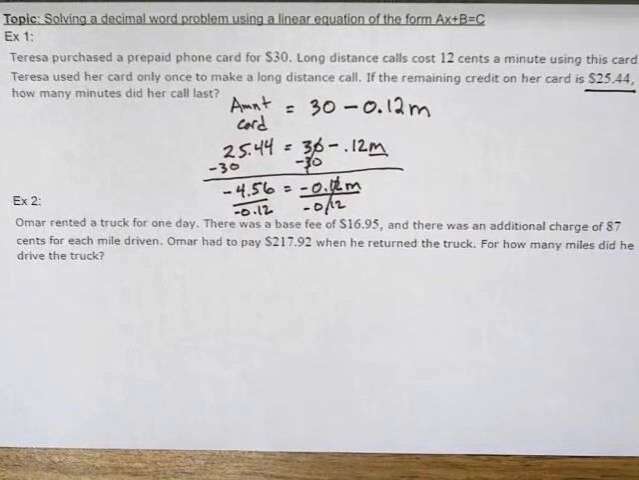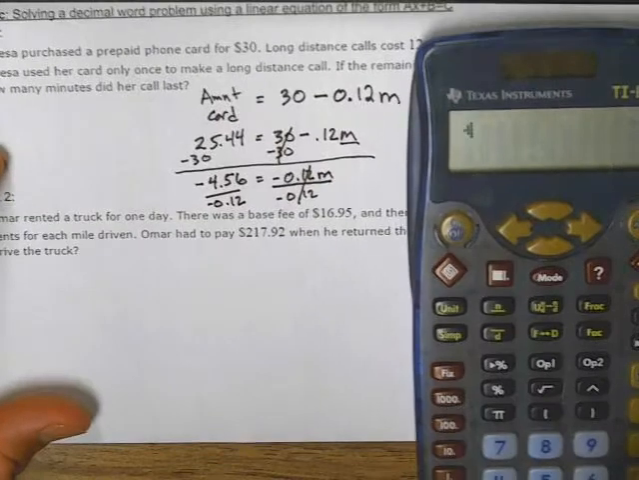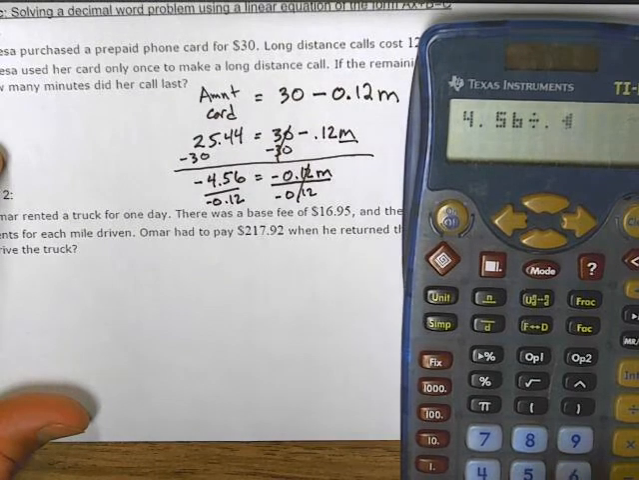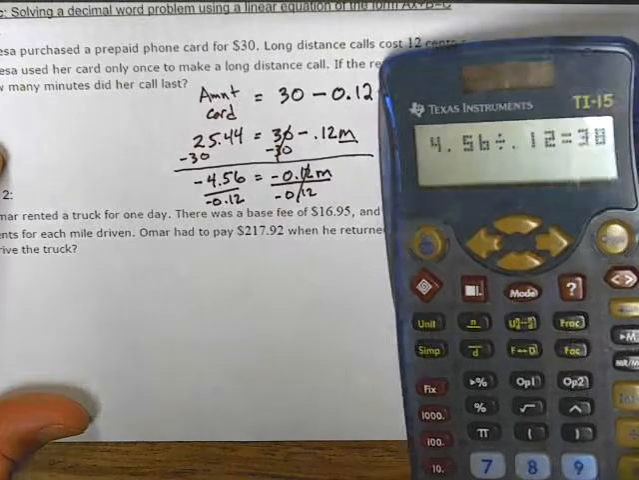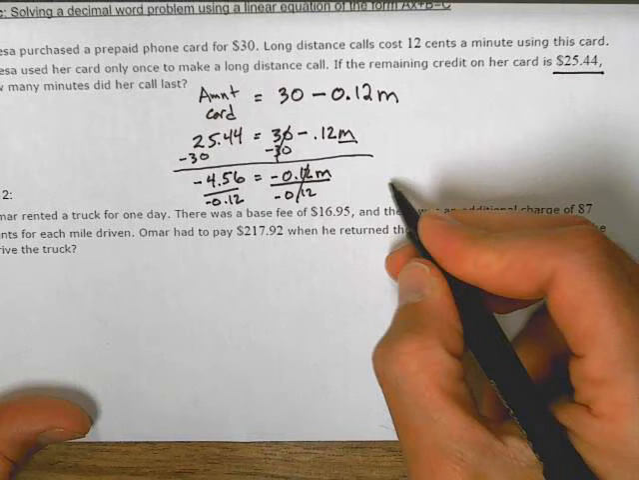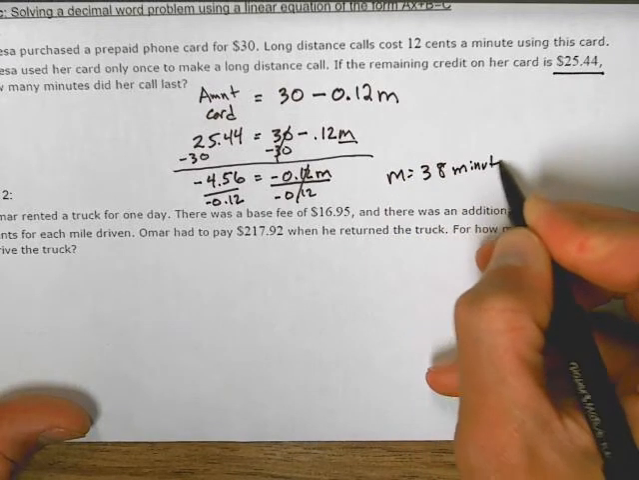Got to grab a calculator, and I'm sure in this topic you're going to have a calculator available on Alex so you can divide the decimals. I kind of have a crude, ugly calculator here, but I'm just going to divide 4.56 divided by 0.12, and that's 38 minutes exactly. So the number of minutes is 38 for this problem.